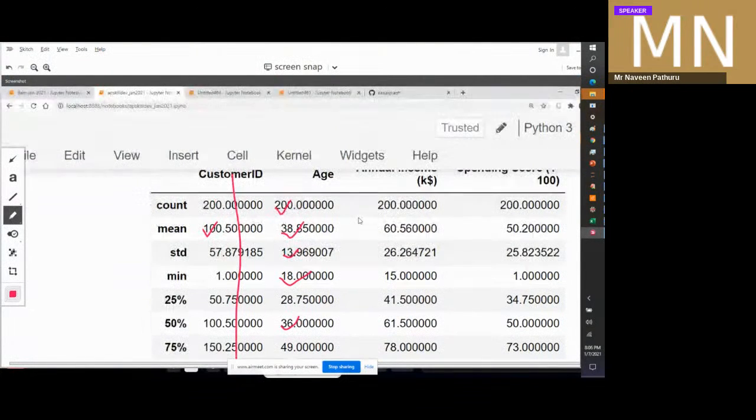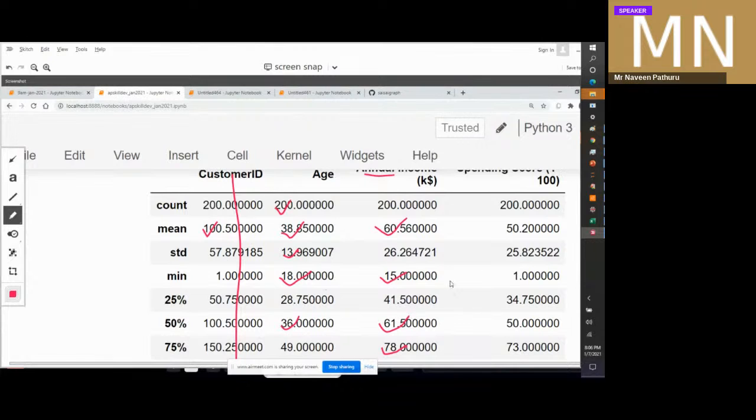Then come to, what is this one? This is income. I think the header is hidden there. But notice what is happening: it looks like our customers are making anywhere from $15,000 to $78,000. On average, $60,000 is their income. The median is also 61, roughly. So again, as I said, you're getting a feel. The customers who come to our mall are making this much salary, is what you're understanding.